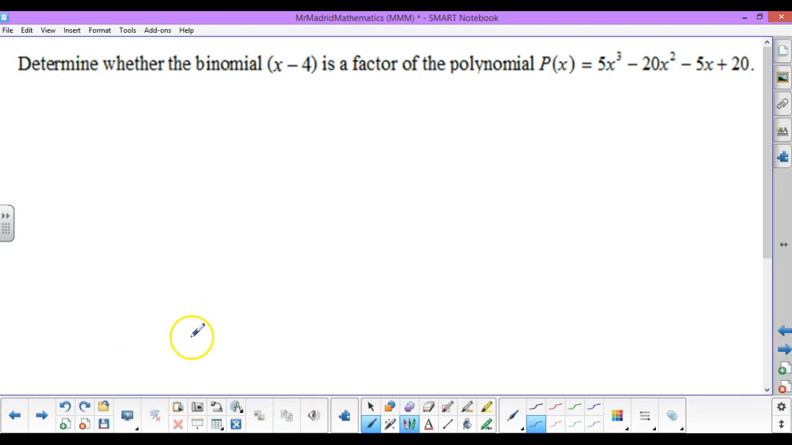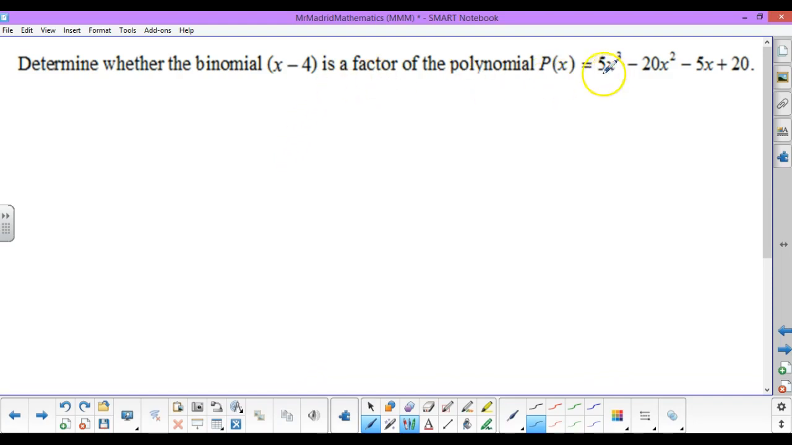Alright, welcome back. We are looking at chapter 6.4, factoring polynomials. This one says determine whether this binomial is a factor of the polynomial p of x. Long story short, because of your knowledge now of synthetic division, we're going to employ that.